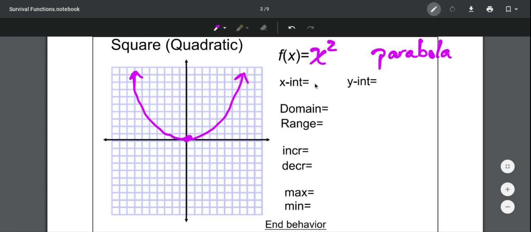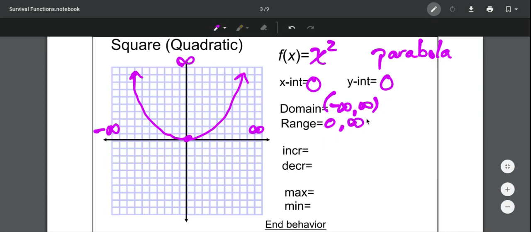So the x-intercept is 0. The y-intercept is 0. The domain, it goes how far to the left? To negative infinity. How far to the right? To positive infinity. So negative infinity to infinity. The range is how far down does it go? Well, it goes down to 0. And how far up does it go? Well, the arrows say to keep going up here, which is positive infinity.